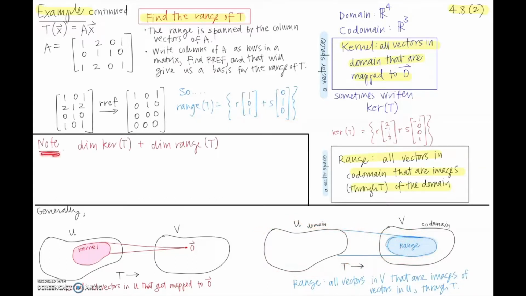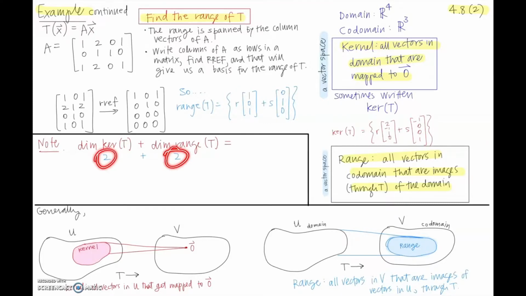Okay, one important note: the dimension of the kernel of our transformation was 2, because there were 2 vectors in the basis for the kernel. So the dimension of the kernel, which is 2, plus the dimension of the range, and the range is of dimension 2, there's 2 vectors in that basis. Let's see, 2 plus 2 equals 4.